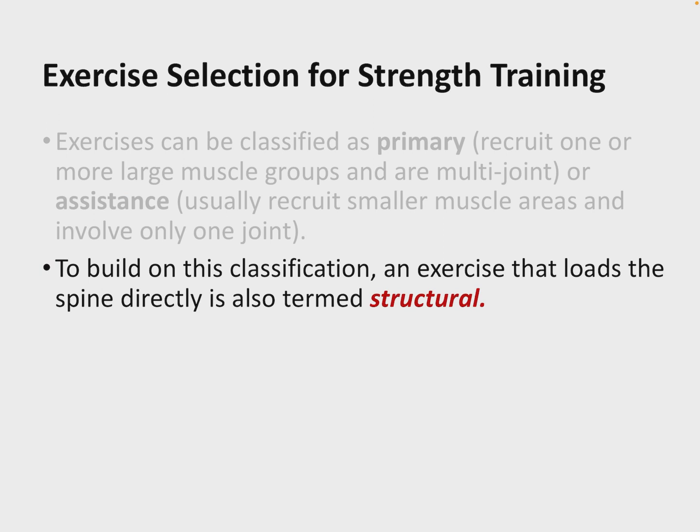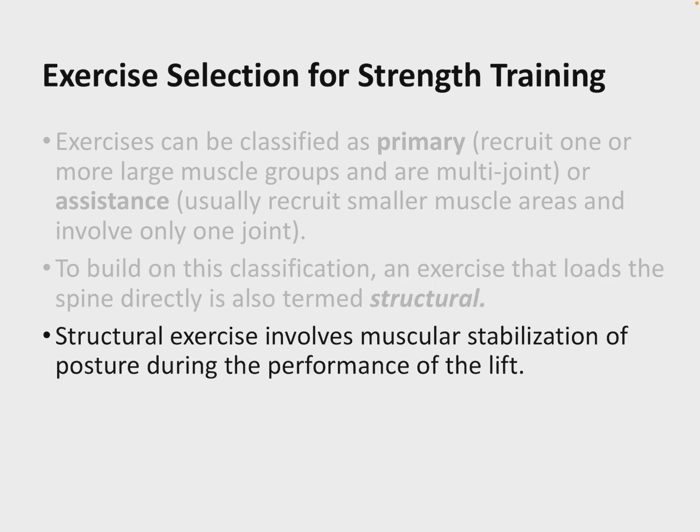So to build on this classification, an exercise that loads the spine directly is also termed structural. So we're adding this term structural. Can you think of any exercises that load the spine directly? And hopefully one of the first ones that jumps into mind is squats, because we're definitely going to load the spine when we're doing a squat, when we have the bar on our back. And these exercises, structural exercises, involve muscular stabilization of posture during the performance of the lifts.